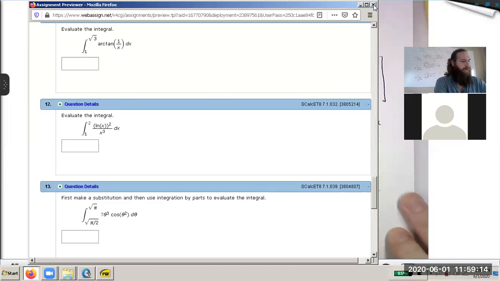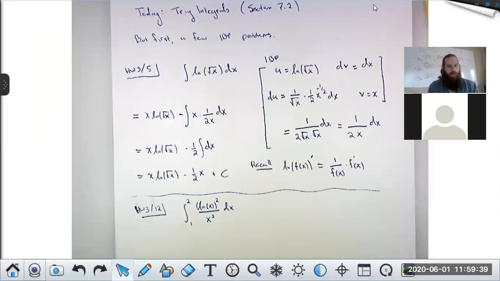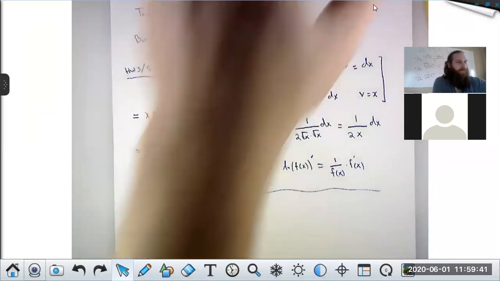So homework 3, number 12, is asking us to integrate from 1 to 2 the square of the natural log function divided by x cubed dx. So looking like this down here.